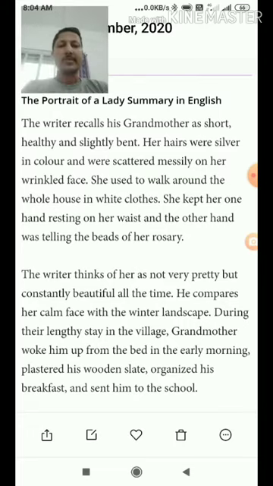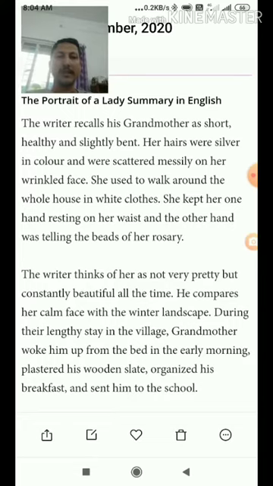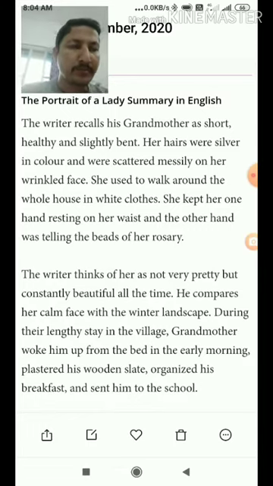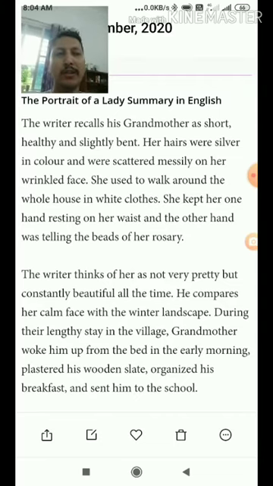The writer recalls his grandmother as short, healthy, and slightly bent. This chapter talks about the writer Khushwant Singh and his grandmother. There are two main characters in the story. The writer's grandmother is an old lady, short and with a wrinkled face. The writer also talks about the portrait, a picture hung on the wall of his grandfather. Once I tell you the summary, you will understand in detail.